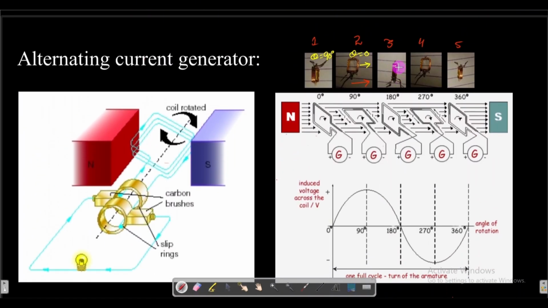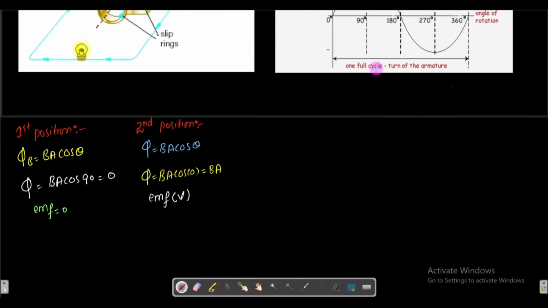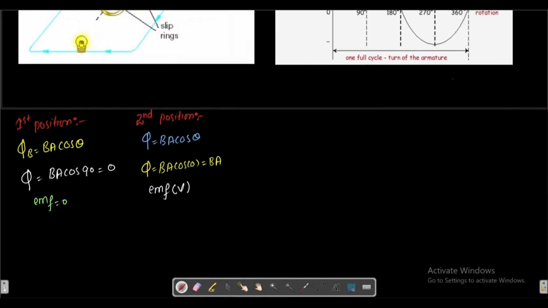And in the third position, the coil is again vertical. So on this side of the coil, there will be some area, and the direction of the area of this side of the coil is outward from the screen, and the direction of the external magnetic field is from left to right. And in this case the angle theta will be 90. So for the third position, the angle theta is 90.